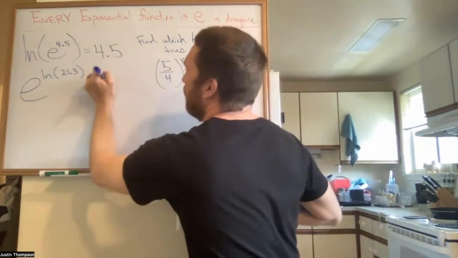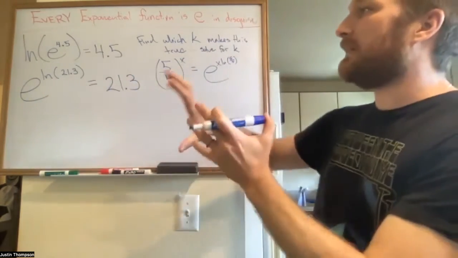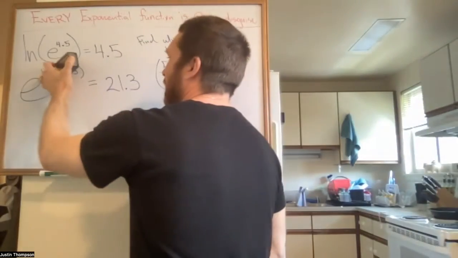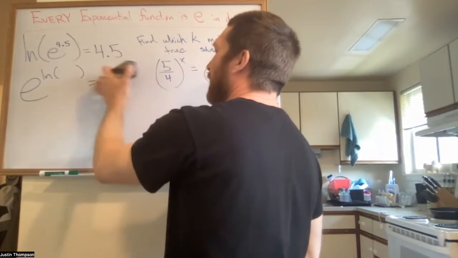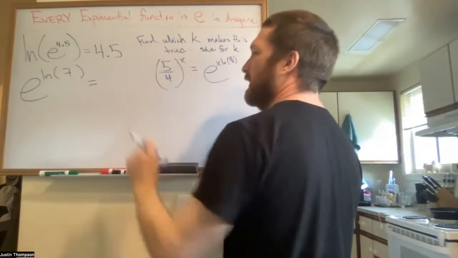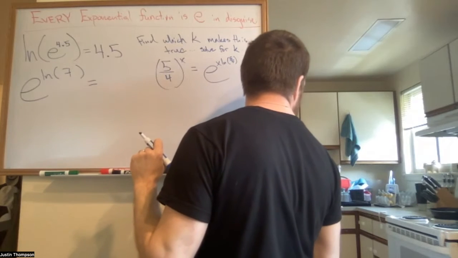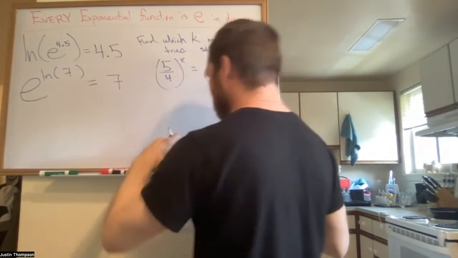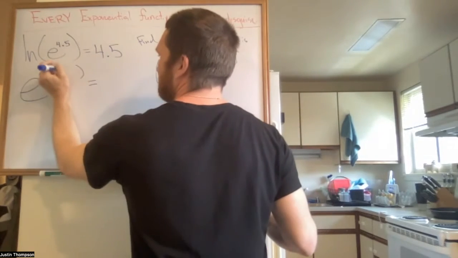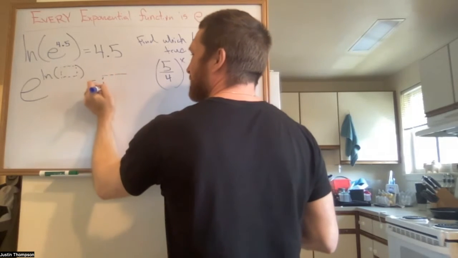21.3, right? Whatever goes in, we've done something. We took the log of something, and then we undid it by taking e to that value. It just undoes that thing. And so if I said, okay, what if I plugged in a 7? What would the output be? 7, yeah, okay. So what you're saying is whatever I plug into here is what pops out here, yes?